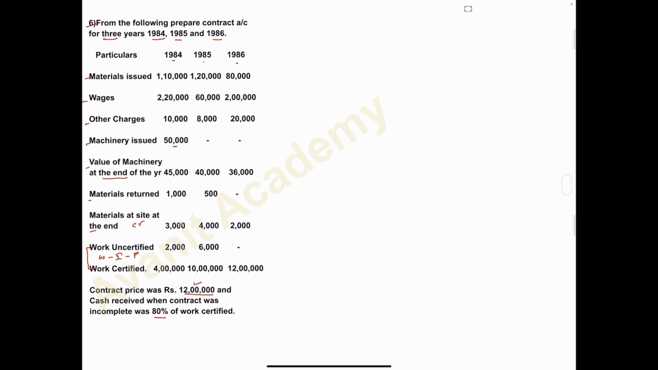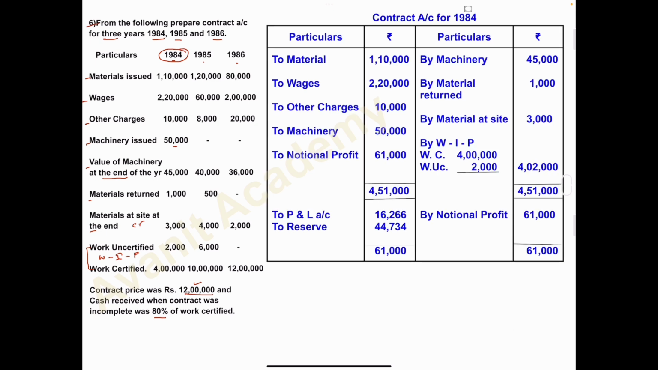So the cash received is 80% of work certified. So by taking all this information, we have to prepare contract account for 1984, 1985 and 1986. Three separate accounts we have to prepare. So first we will prepare the contract account for 1984. So we'll start the solution. Heading: Contract Account for 1984. So now you just concentrate on the information related to 1984.